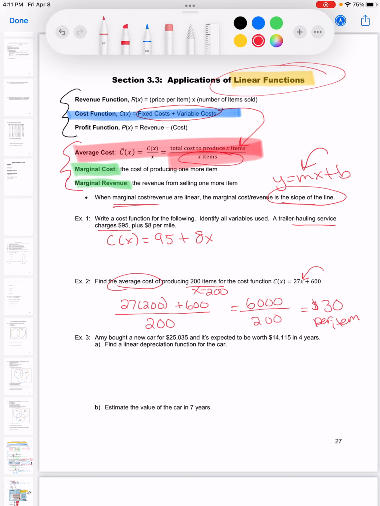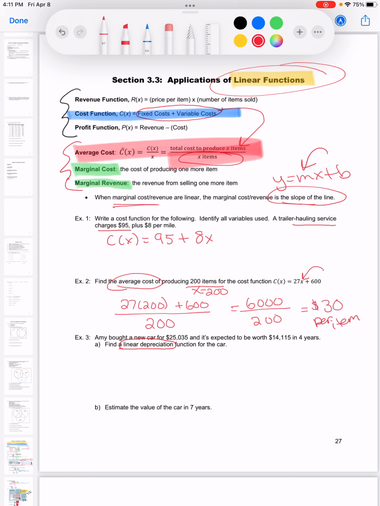All right, example 3, different one. Each one of these is a little different. We've got a car here. And we're told how much it's worth at the beginning and then how much it's worth in 4 years. And we're asked to find a linear depreciation. Now that is a really fancy word for something that you already know how to do. You don't have to learn something new.